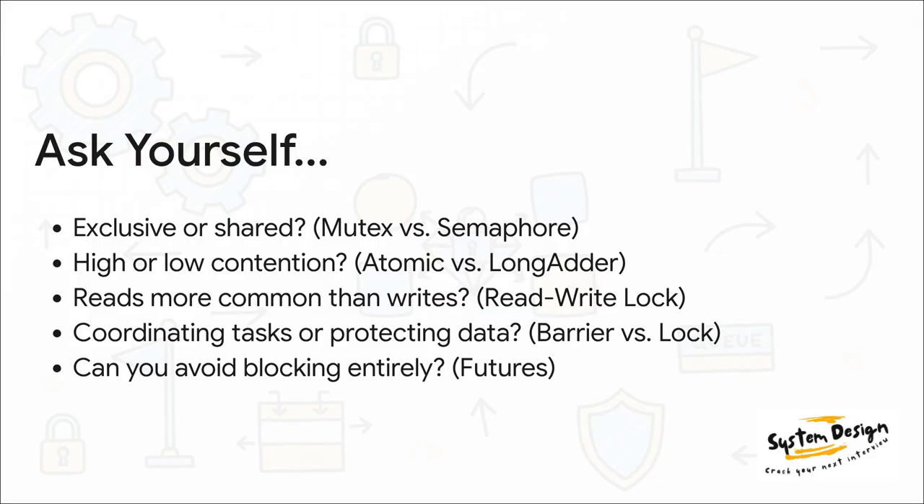Is access to this thing truly exclusive, one at a time, or can a few threads share it? That's your mutex versus semaphore decision. Is the contention on this counter going to be absolutely insane? That's your cue to think about a LongAdder instead of a simple atomic. Is your data read 100 times for every single time it's written? That just screams read-write lock.